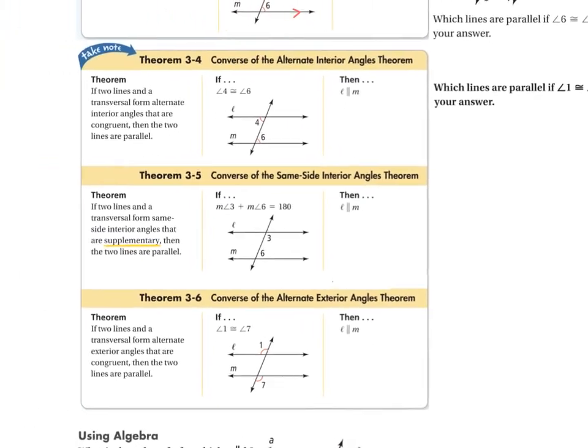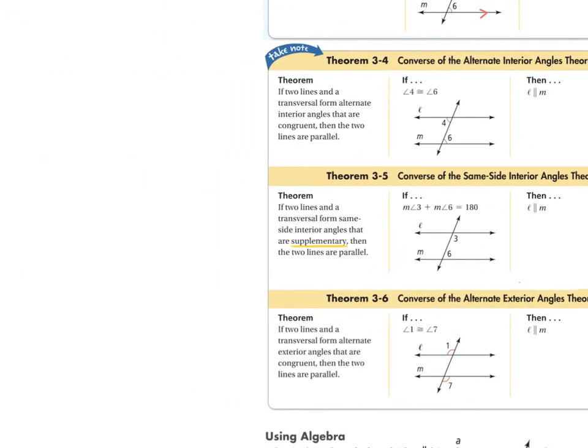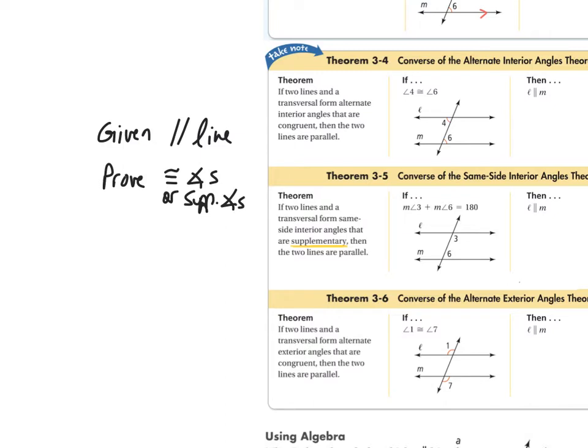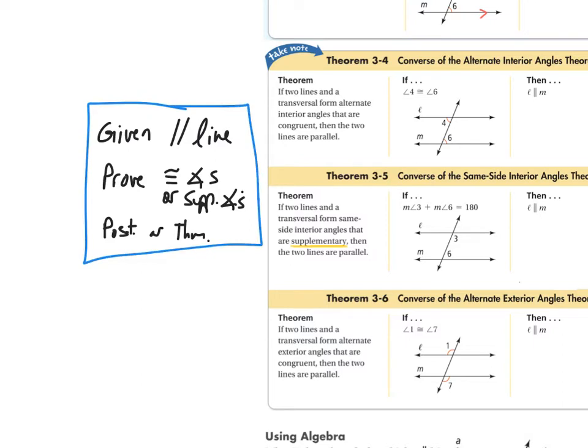So confusion arises on when to use the converse or not the converse. You need to remember that if you are given parallel lines, prove congruent angles or supplementary angles by the postulates or theorems. Okay? If you're given parallel lines, then prove congruent angles or supplementary angles using postulates or theorems.